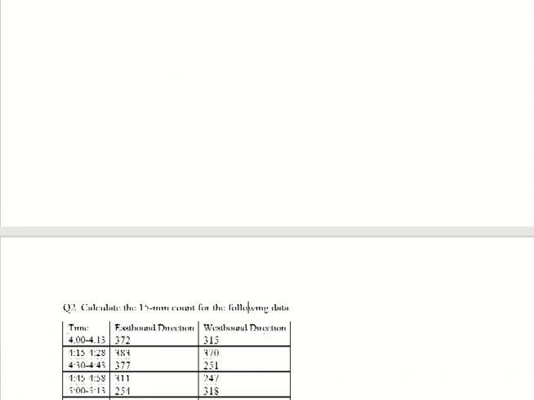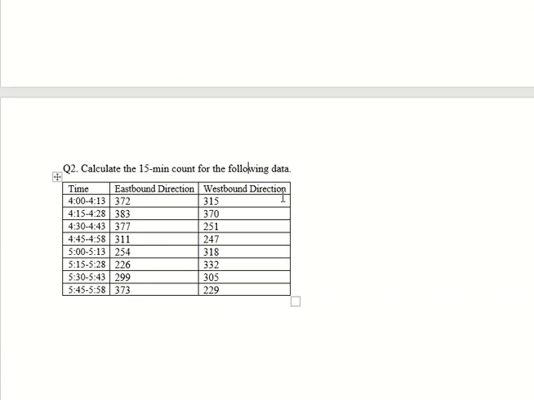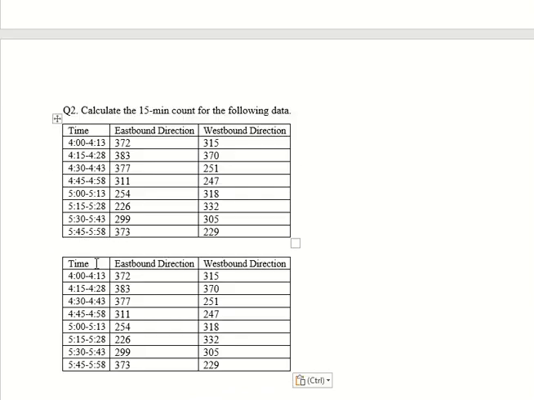Then we have the next one. In this question we are required to calculate the values for 15 minute intervals. They are essentially given here for 13 minutes. So first of all I will change it to 15 in writing.